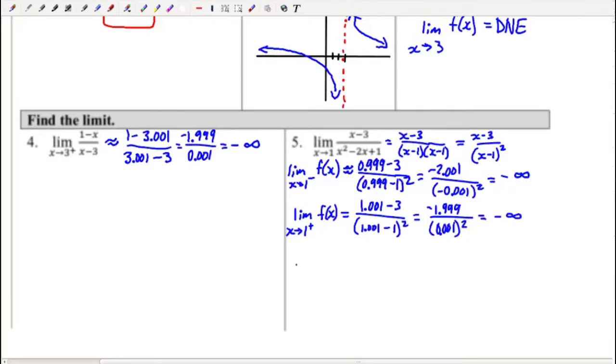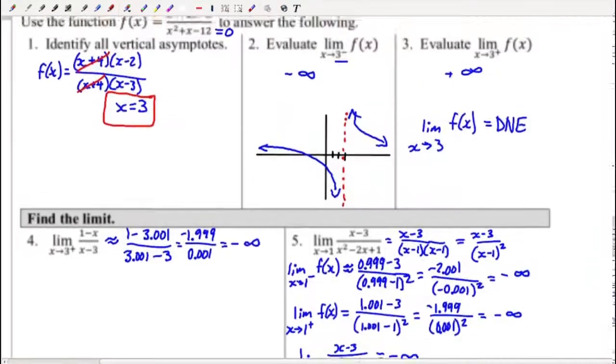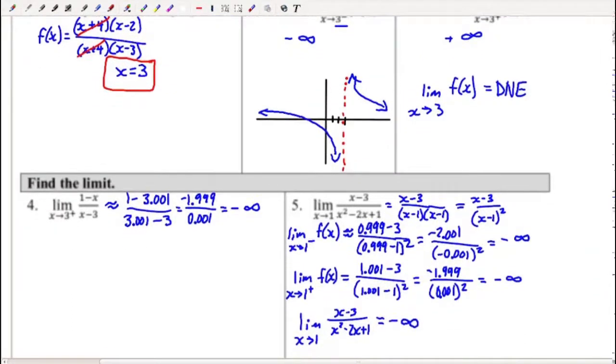So my general limit then, thinking about my final answer now, as x goes to 1 of x minus 3 over x squared minus 2x plus 1 is going to be equal to negative infinity. Because both of these are the same, I do have a general limit, which is negative infinity. Remember, if they were different, like we saw in number 1, I would have a does not exist for the general limit. So that's it. Good luck with your homework and your mastery check.